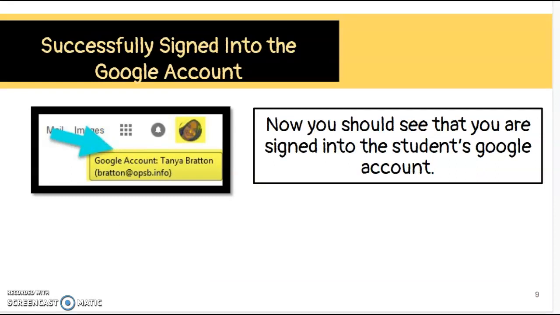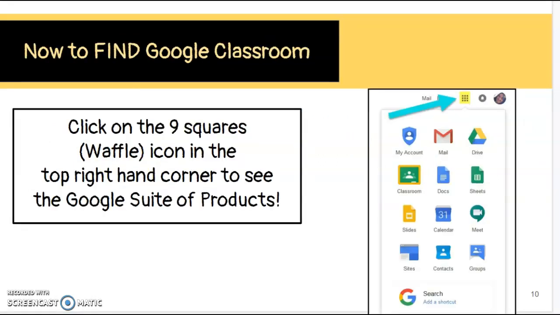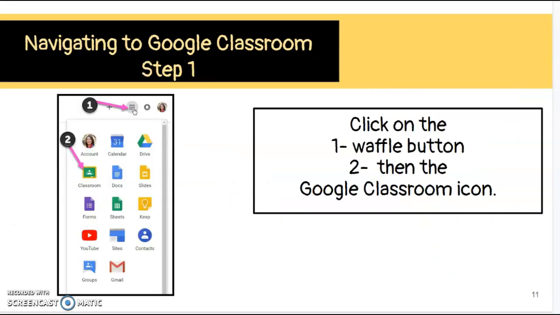Once your child is successfully logged in to the Google account, they will see that at the upper right-hand corner of the screen. Now, how do you find Google Classroom? In the upper right-hand corner of the screen, there are 9 little squares. We call that the waffle icon. If you click on the waffle, these different Google Suite products will appear. You will then see the Google Classroom icon. Click on the Google Classroom icon.